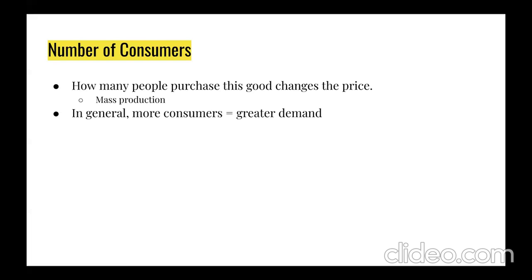If you have a good that's maybe a real specialty good, it only appeals to a certain subset of people, then you may not mass produce. So in general, if you have more consumers, that means your demand is greater. If you're creating a product that appeals to more consumers and not just people who are interested in a specific niche, you will have a greater demand.